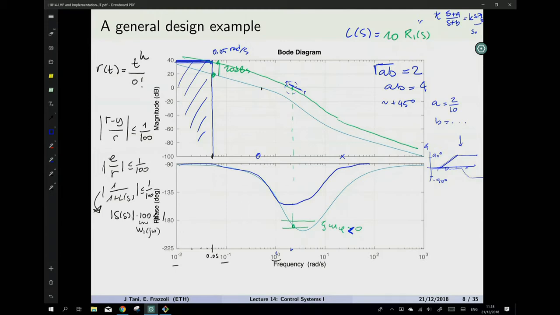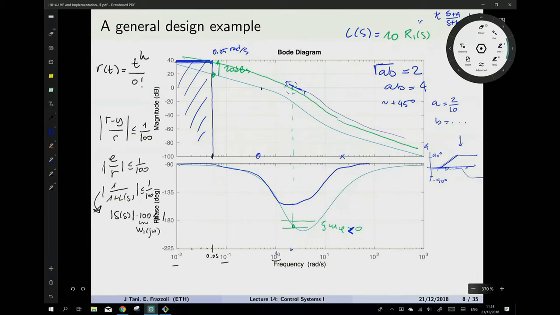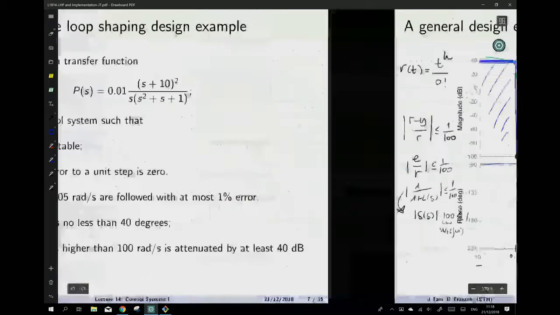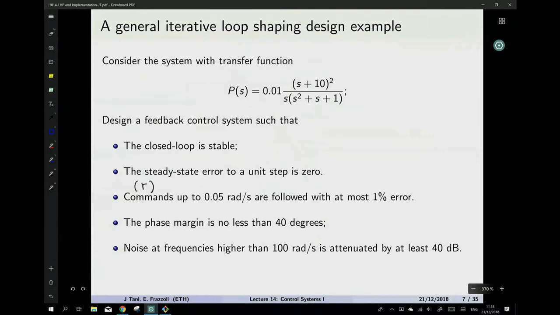Okay, but then while we add this magnitude contribution, we are increasing the magnitude plot. So what is the next step? The next step is, if I'm not mistaken, the last specification, which is about noise.